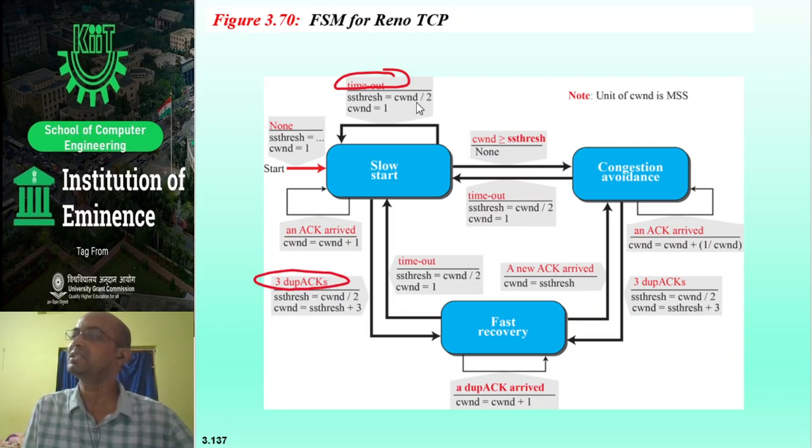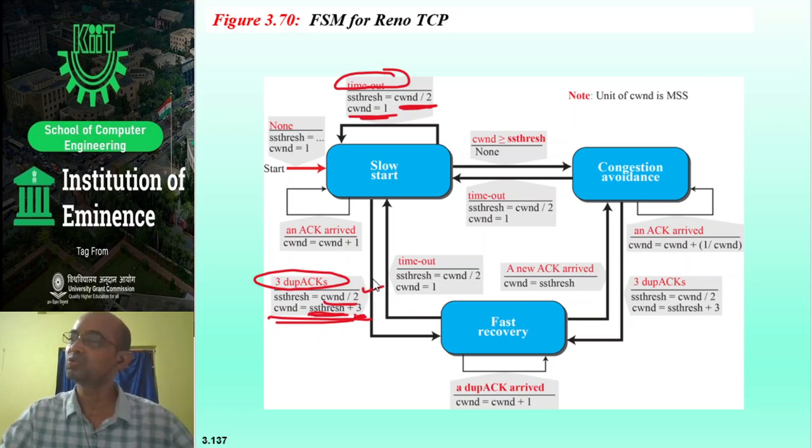In the timeout, it is the same: CWND is equal to CWND by 2 and the value is set to 1, as we discussed in TCP Tahoe. But when you receive three duplicate acknowledgements, the action is different. The SS threshold is the present value of CWND by 2, but CWND is not reset to 1. It receives a higher value, which is half of the CWND plus 3. For each duplicate acknowledgement, it is incremented by 1. So you start with a higher value, so that you will not take more time to reach that stage.